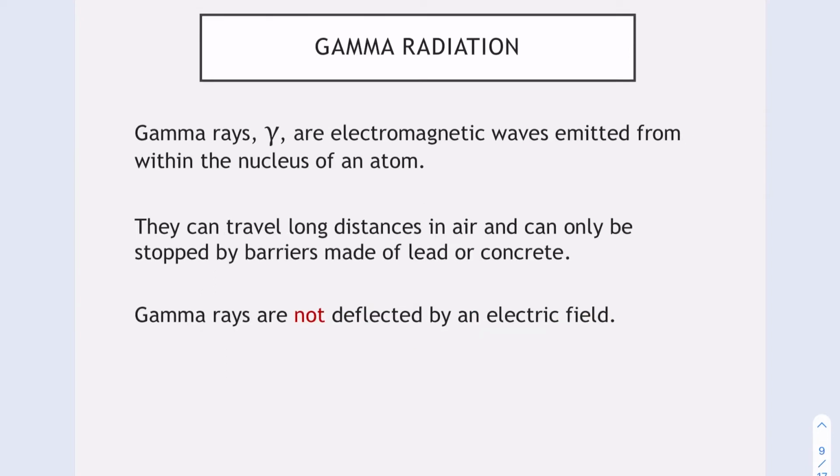Last but not least, we have gamma radiation. Gamma radiation is electromagnetic waves that are emitted from the nucleus of your atom. They can travel long distances and can only be stopped by thick barriers made of lead or concrete, and because they don't carry any charge, when they go through an electric field, those charged plates, it would just go straight through them.